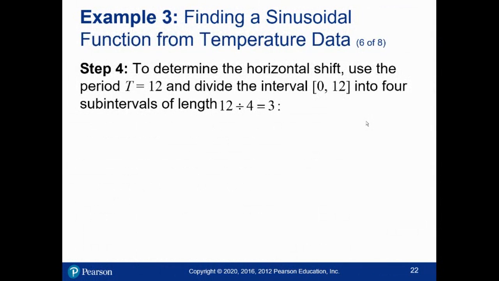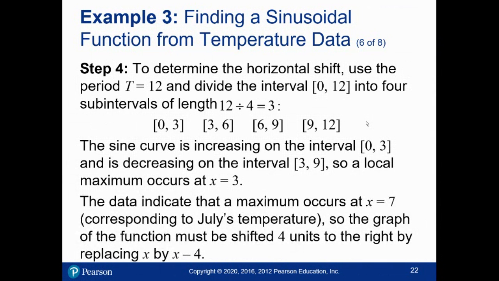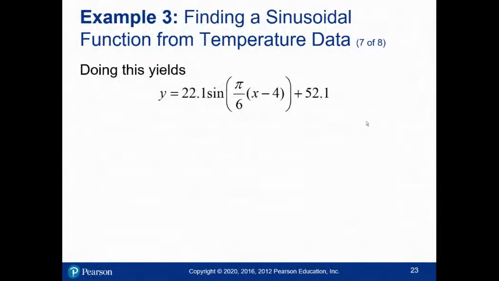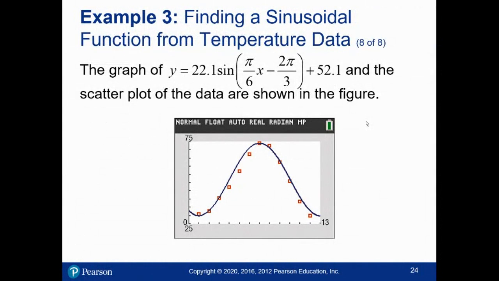Okay. So to determine the horizontal shift, we're going to determine a quarter period. If the period was 1 year, a quarter period is 3 months. And there they are, 0 to 3, 3 to 6, 6 to 9, etc. The sine curve increases from 0 to 3 and then decreases on 3 to 9, etc. So local maximum would normally occur at x equals 3. But our local maximum occurs at x equals 7, July. So I want to shift 4 units to the right. So I replace x with x minus 4 to do a shift 4 units to the right. And if I distribute that pi over 6, we get phi is equal to 2 pi over 3. And now if we plot it, it is quite a good match.